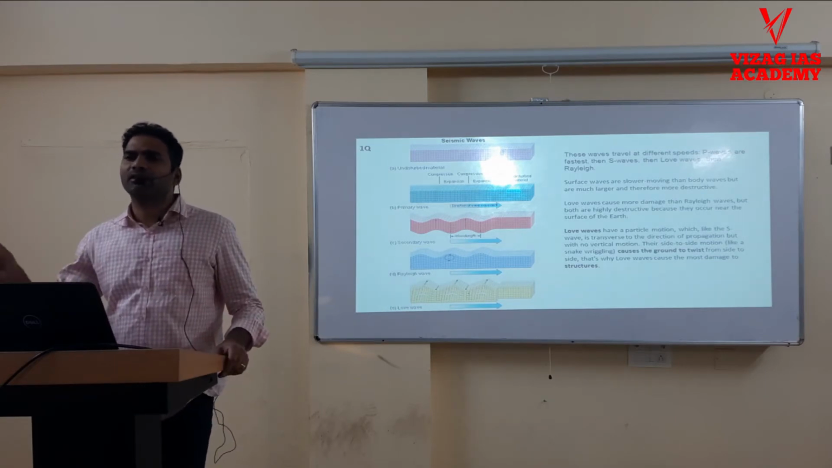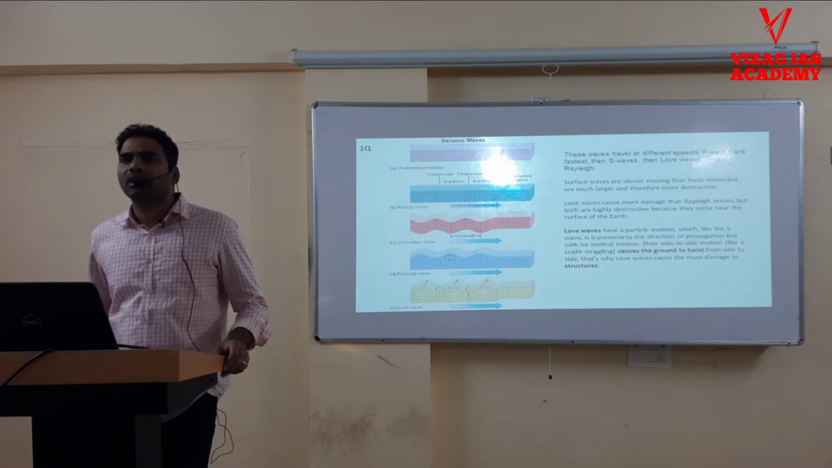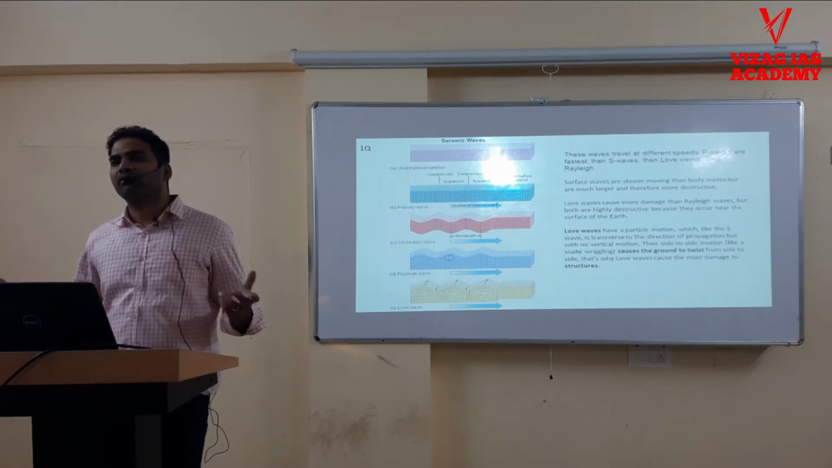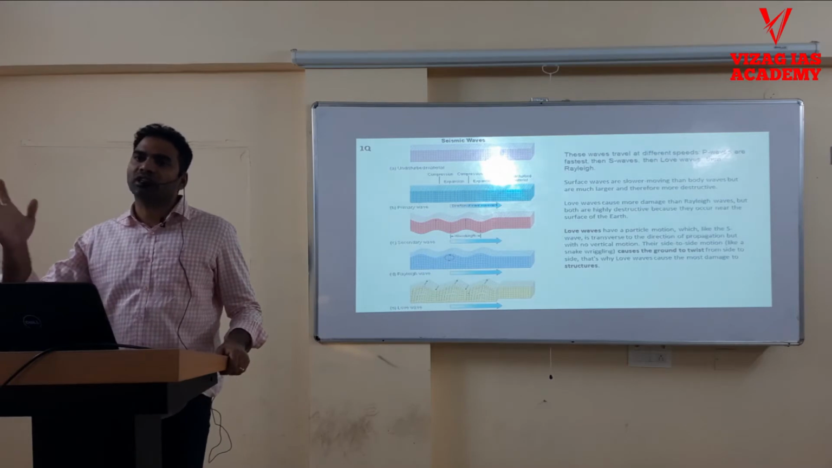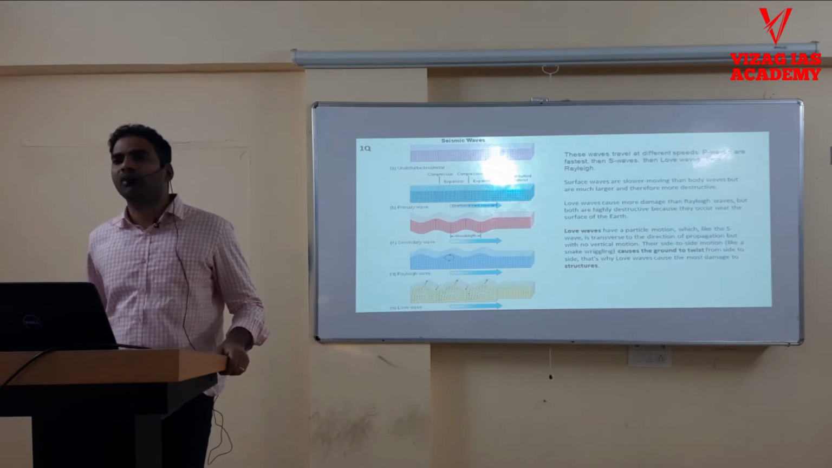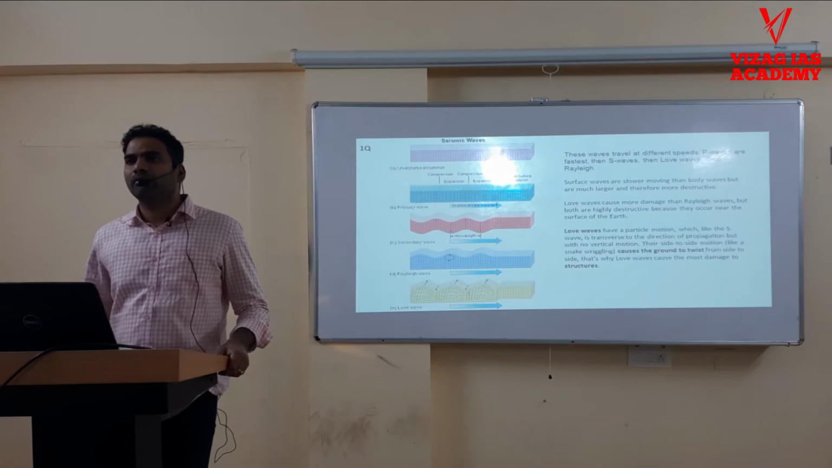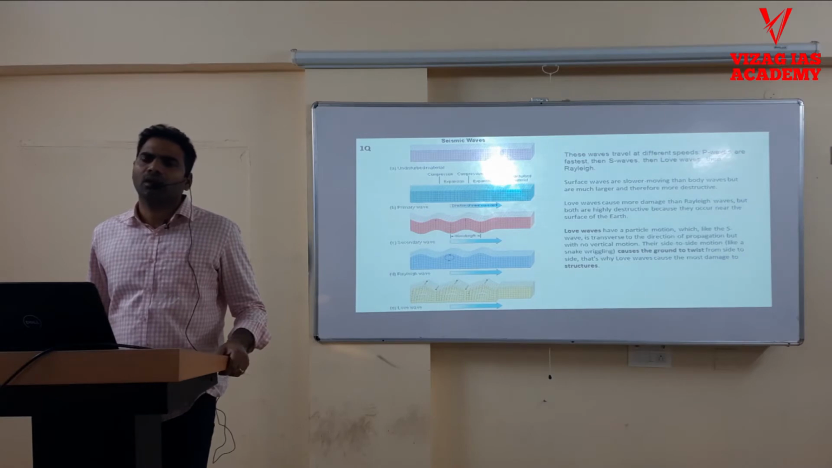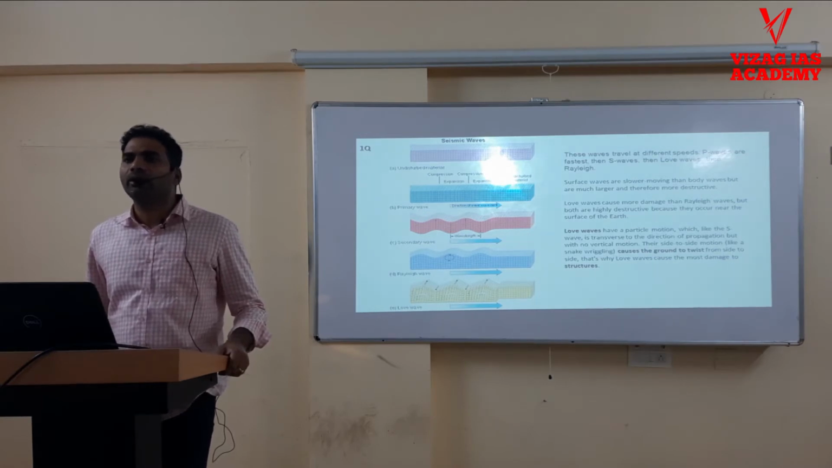Within surface waves there are two types: Rayleigh and Love waves. Now when you compare body waves and surface waves, surface waves are the most destructive. That is rule number one. They arrive late, but they are most destructive. And why are they most destructive? One, their amplitude is higher. And two, the wave motion is different.